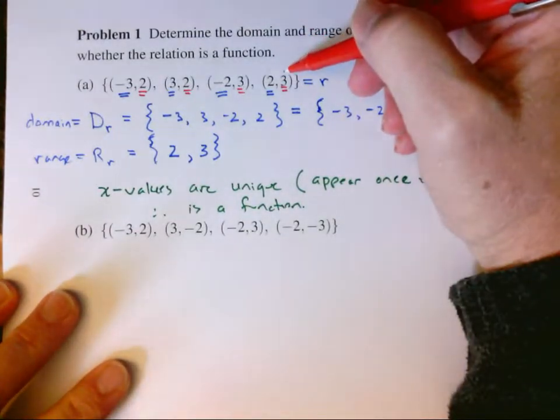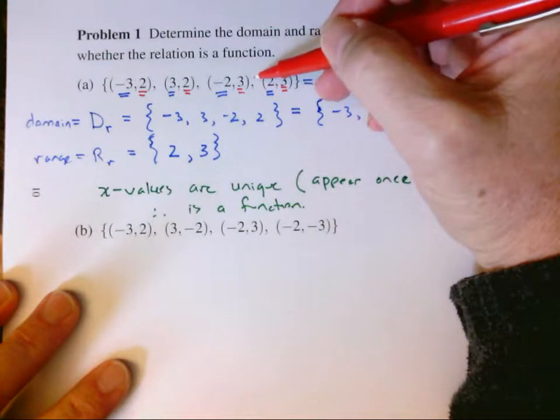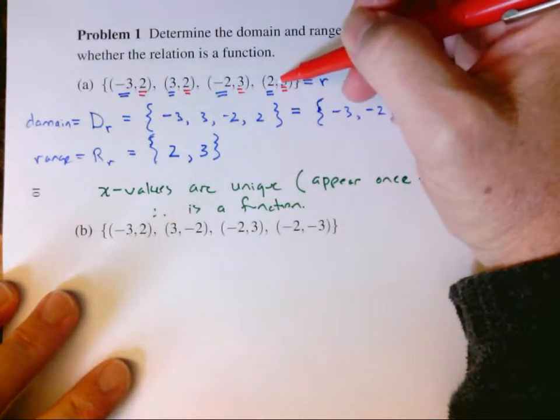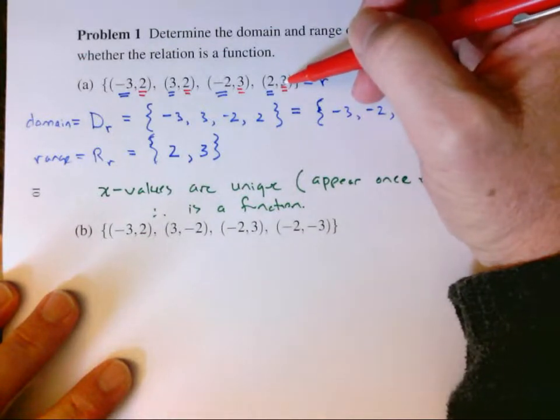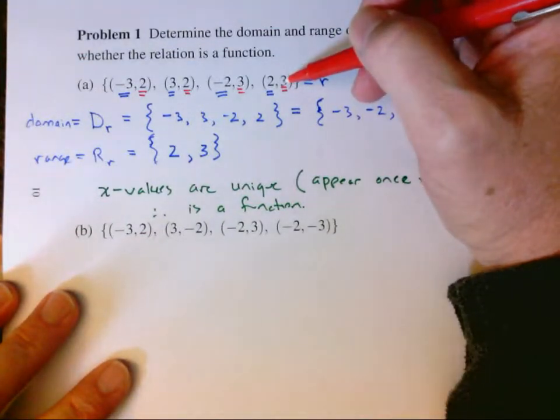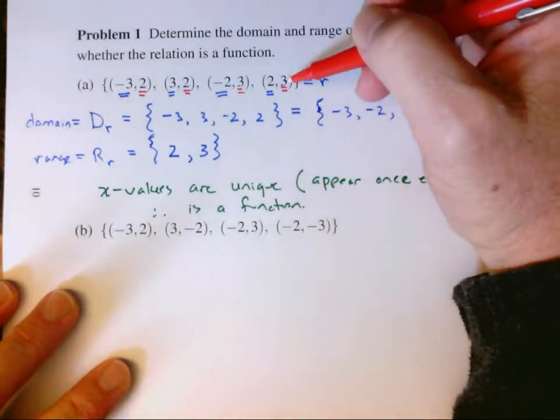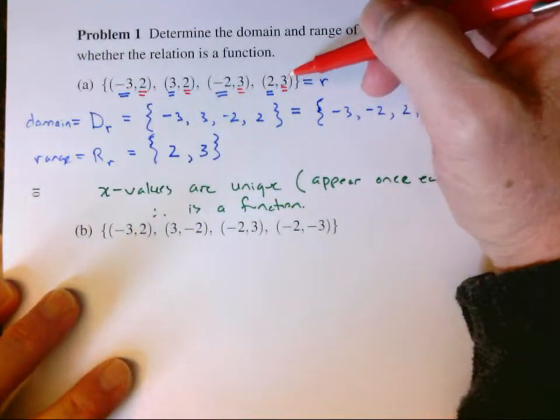Now, the fact that y's appear multiple times is not a problem. The function can get up to the same height multiple times, but you simply can't fail the vertical line test. We'll see later on this semester there is a horizontal line test, but that's for a different property of a function that already exists.